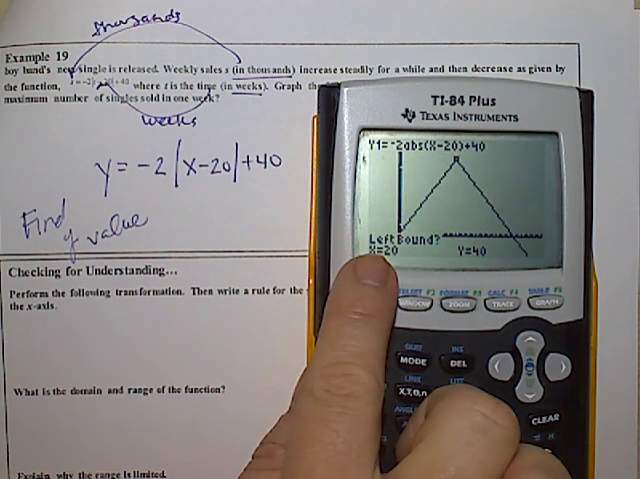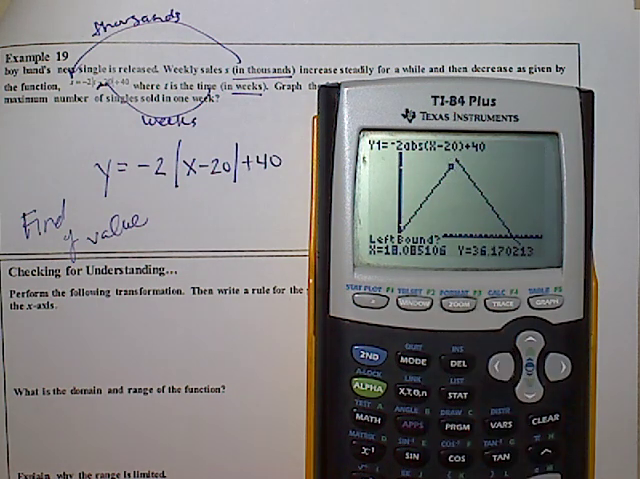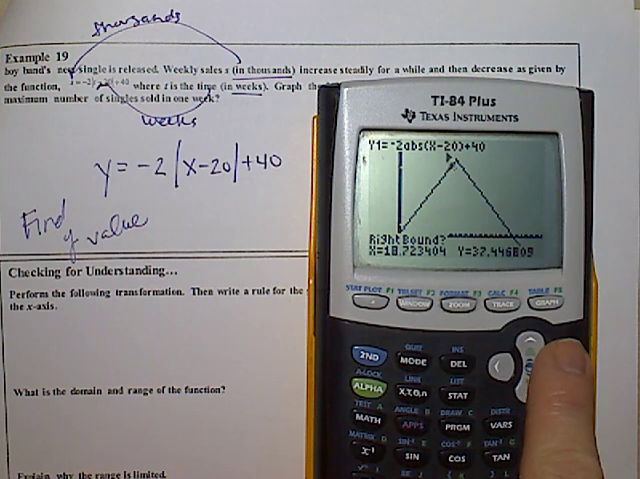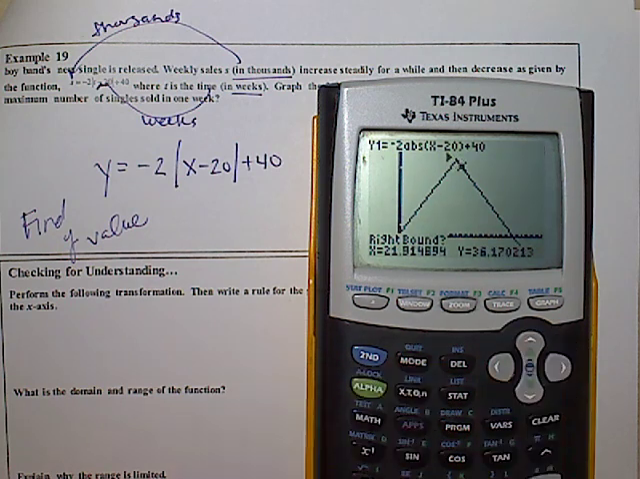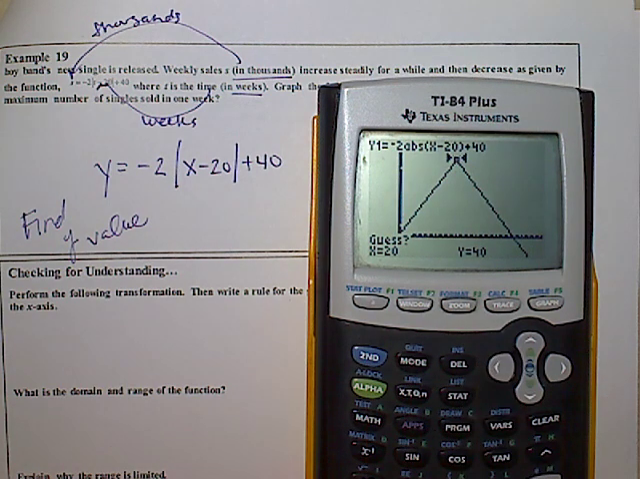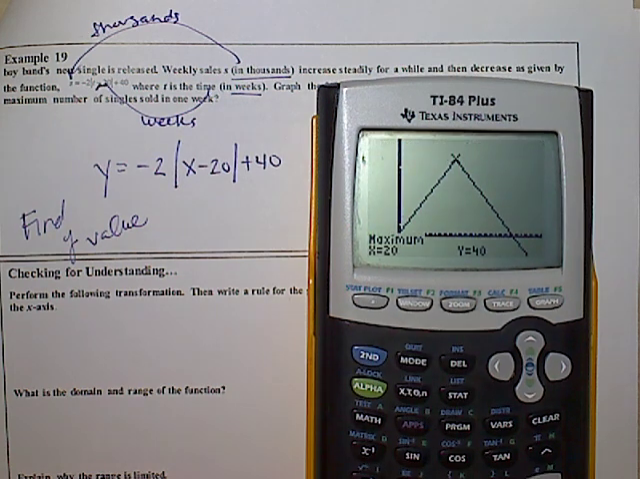Okay, so we need to follow the directions. We want to go left of the highest point. So use the arrow and go somewhere just slightly to the left. And press enter once. And now the directions say go slightly to the right. So use the arrow, go up and over the top and slightly to the right. And press enter one time. And now go to the very peak here, the very, very top. It says to guess, and you're going to press enter one time.